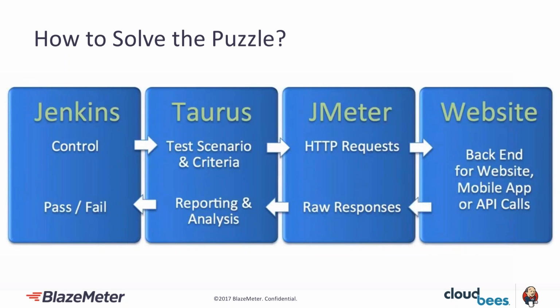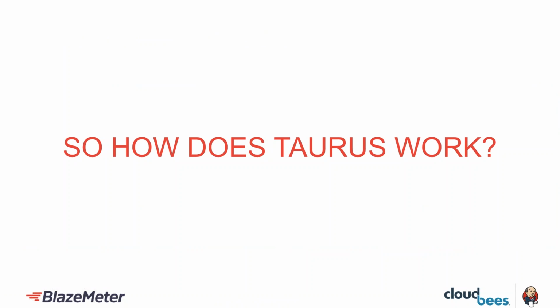Taurus, behind the scenes, as I said before, supports 9 different open source load testing tools. We're going to show how it runs JMeter in the webinar today. And JMeter, as you might know, is the leading open source load testing tool. It will send the requests to your backend server for your web application or for your mobile application. So this is how it will work.